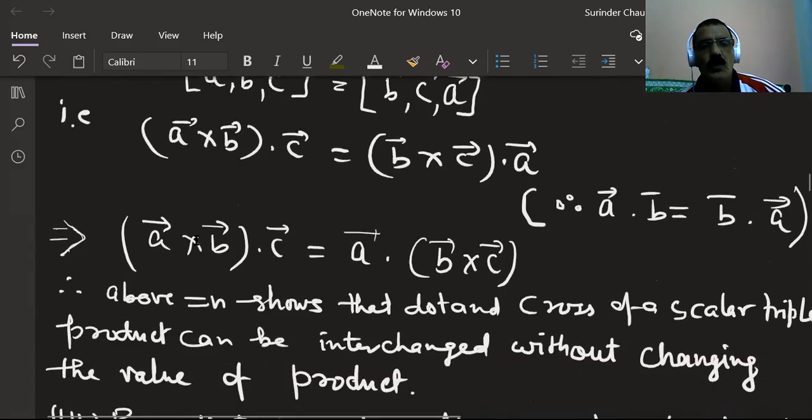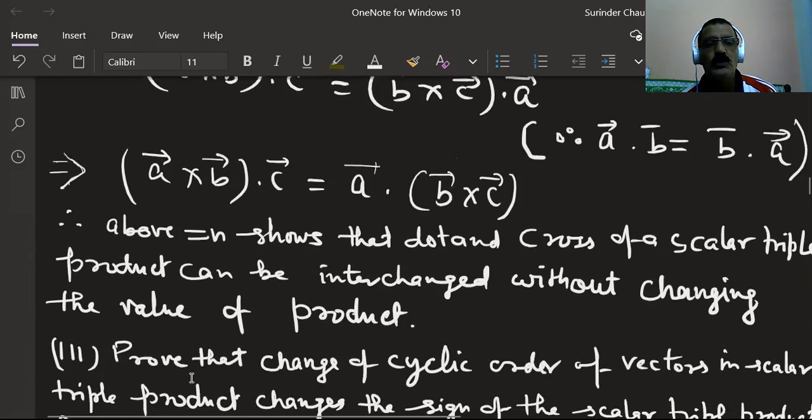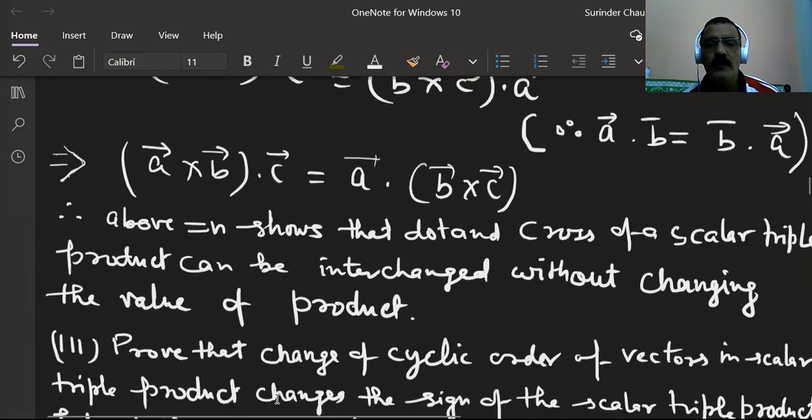Now if we conclude, in this final result we find that dot and cross are interchanged, and the value of the scalar product remains the same. That is what we have proved in the first property. The above equation shows that the dot and cross of the scalar triple product can be interchanged without changing the cyclic order of the product.